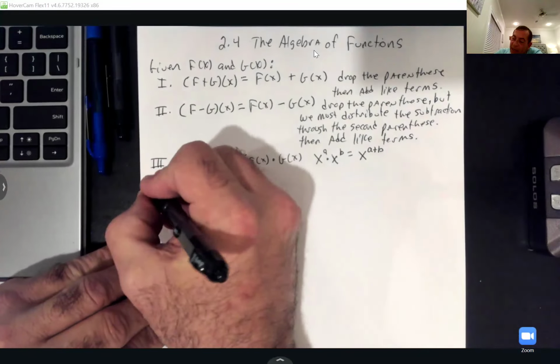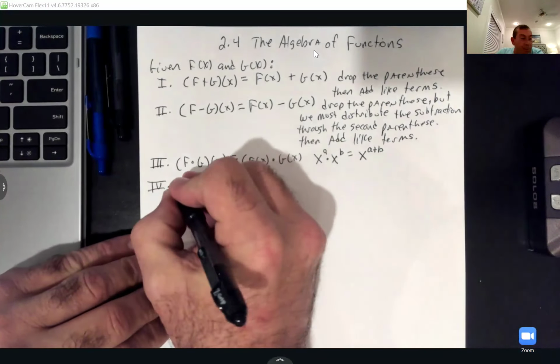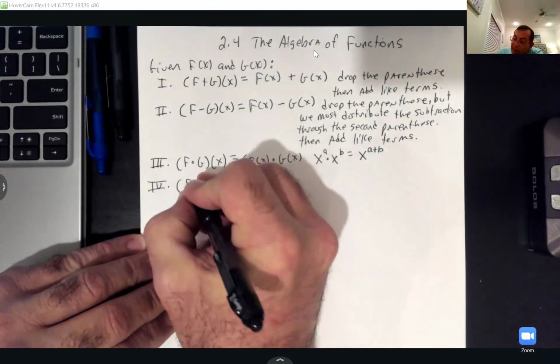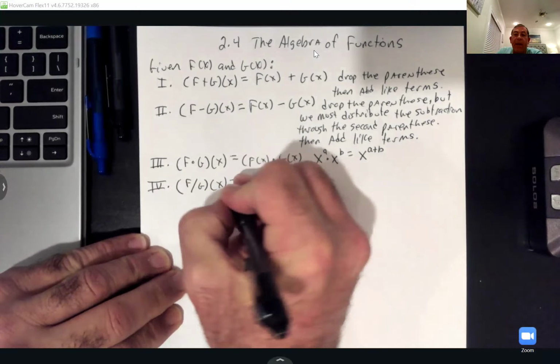All right, then what's our last operation? Division. So that'll be f divided by g of x.